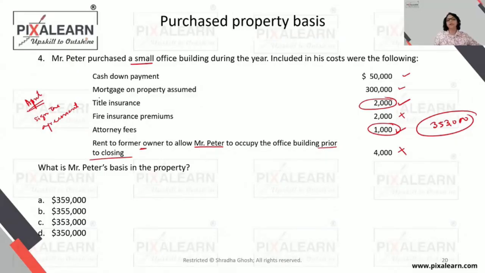I told you, title insurance is the only one. What about the attorney fees? Why did you not consider that? There was no answer matching this.